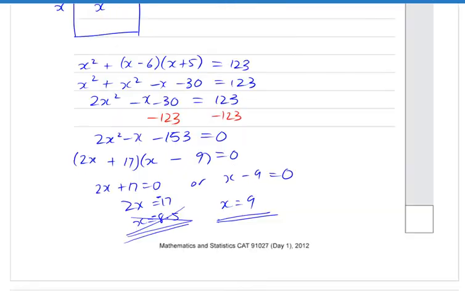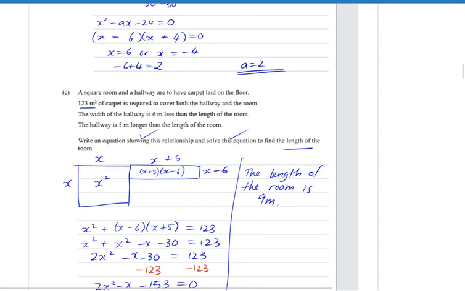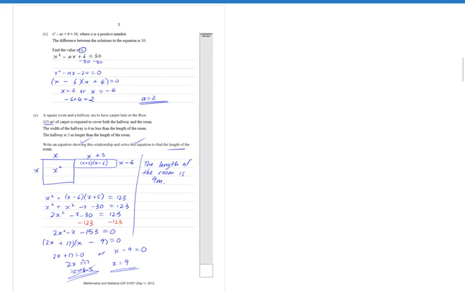So let's just write a sentence that explains that. So we'll say the length of the room is 9 meters, and that's it. That's our second part of our lecture.